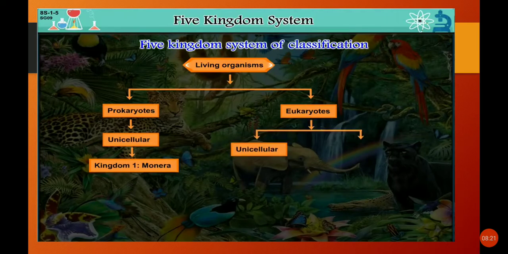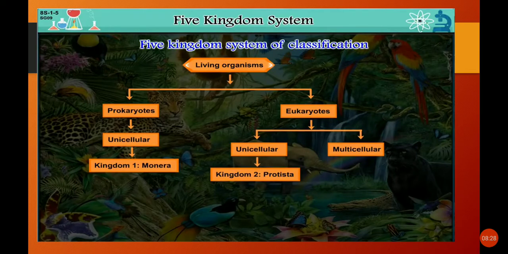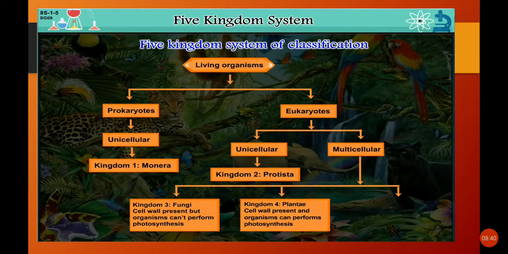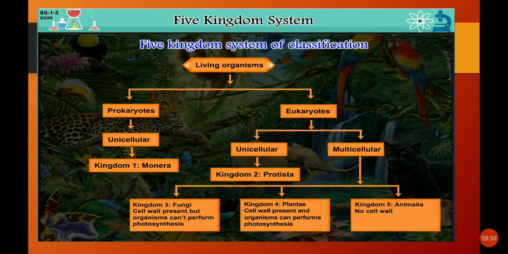Eukaryotes are unicellular organisms or multicellular organisms. Unicellular organisms are included in kingdom Protista. Multicellular organisms include kingdom Fungi, where a cell wall is present but organisms can't perform photosynthesis. Multicellular organisms also include kingdom Plantae, where a cell wall is present and organisms can perform photosynthesis. Multicellular organisms also include kingdom Animalia, where there is no cell wall.